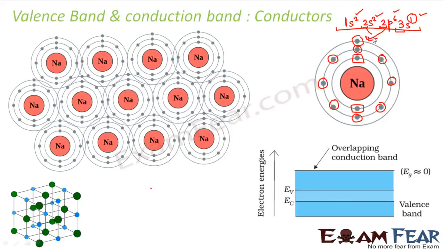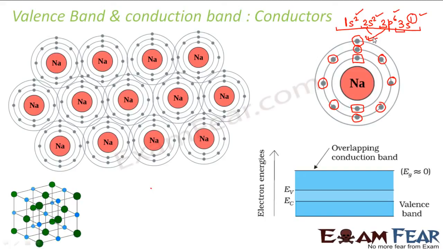So that means we are not required to supply any external energy to it. When a large number of sodium atoms come closer to each other, the repulsion amongst themselves is sufficient to bring out the valence electron and make it free. And once you have free electrons, it will start conducting. So as a result, sodium is a conductor. So this is the scenario in case of all conductors.